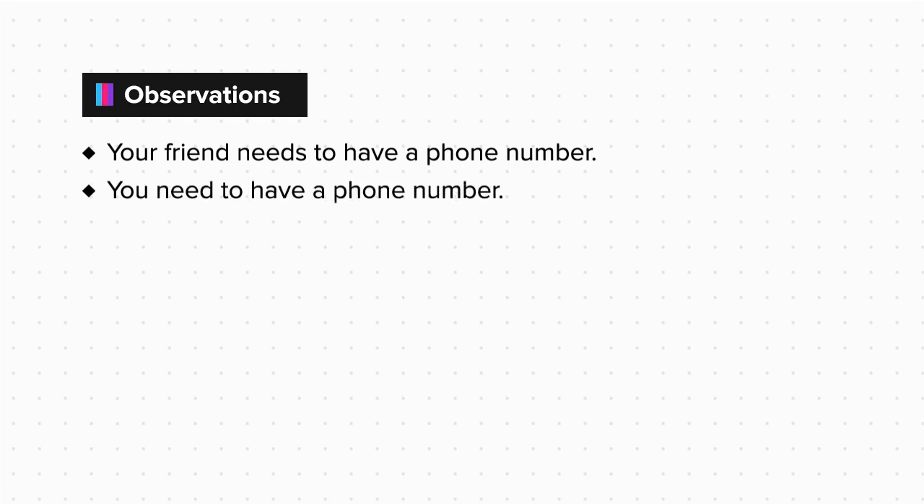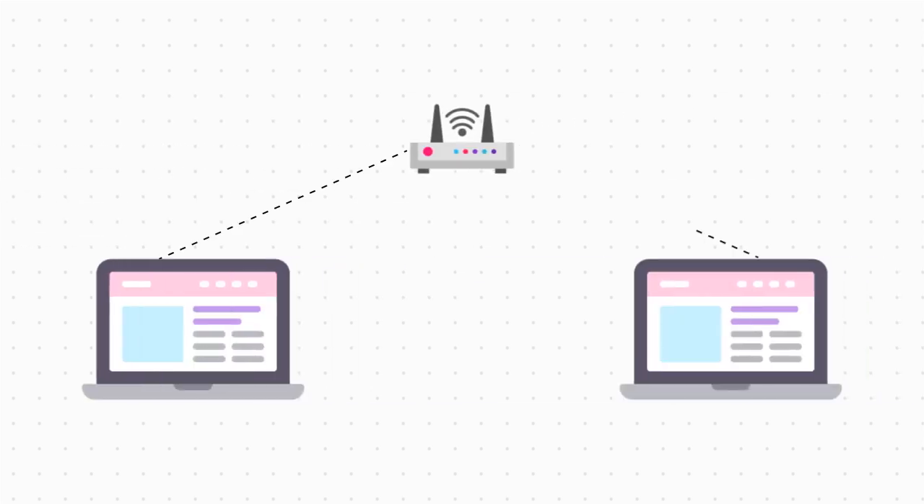So we can infer three things from here. If you don't know the phone number of your friend, you can't make the call. So your friend needs to have a phone number. If you yourself don't have a phone number, you again can't make the call. So you need to have a phone number. And all of the phone numbers have to be unique. Otherwise, it won't work.